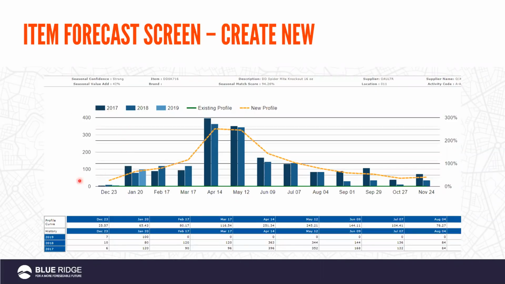And within the graph below, you're also going to be able to see if there is an existing profile on the item. In this example, the existing profile was down here at the bottom, this green line, which means there was no profile on it before. And our yellow dotted line, or orange dotted line, represents the shape of the demand. What does the shape of the profile look like on this item?